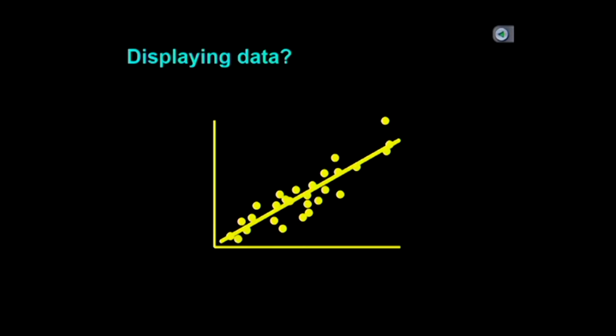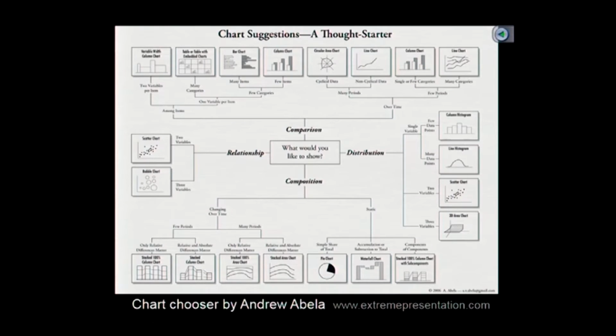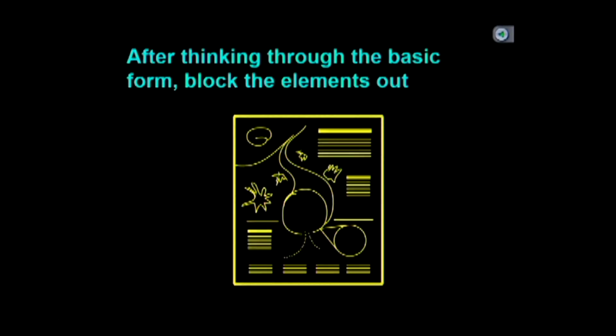Are we displaying evidence in the form of data? What chart type makes the most sense? Several people have developed tools like this one, by Andrew Abella, that act as a guide that helps lead you to a suitable form. Once I've spent some time thinking through the basic form, I develop the rough layout.